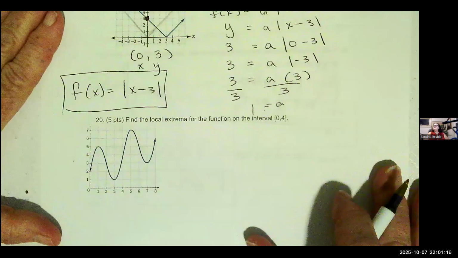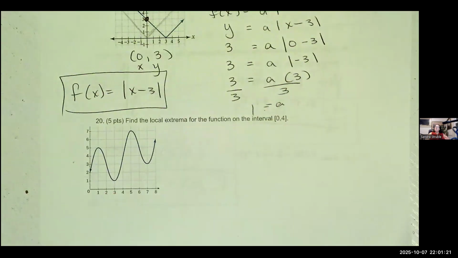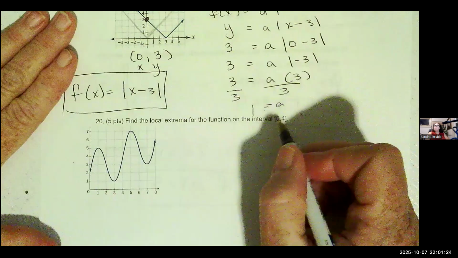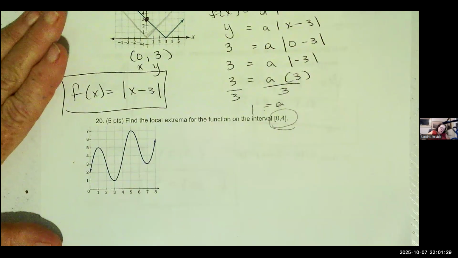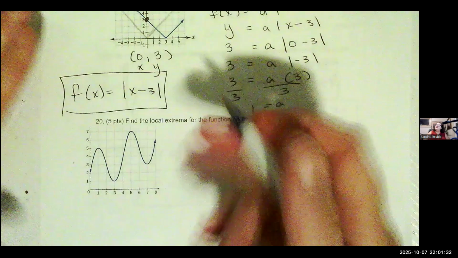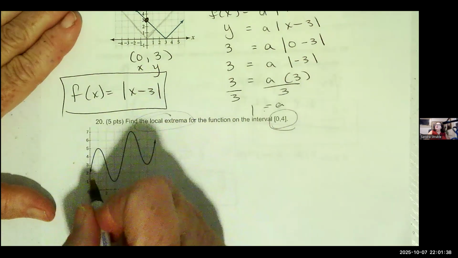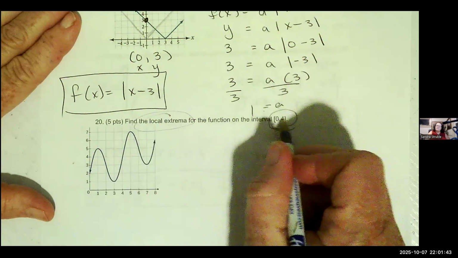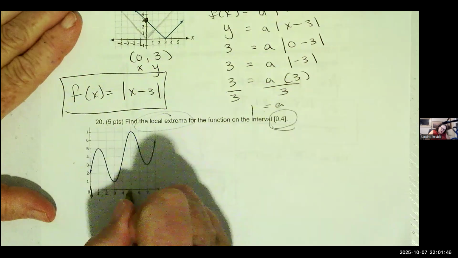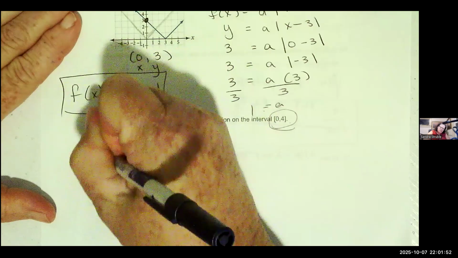Last one. Find the local extrema for the function on the interval. If you just look at this, you're going to think you know what I'm doing, but unless you look at the interval, you're not. I don't want you to just say what the highest point here is. We don't know what the max extrema is, which is why I'm asking for the local. Local extrema is going to be your local max and your local min, but we want it only on the interval from 0 to 4. So from here to here only, I want you to only look at this.